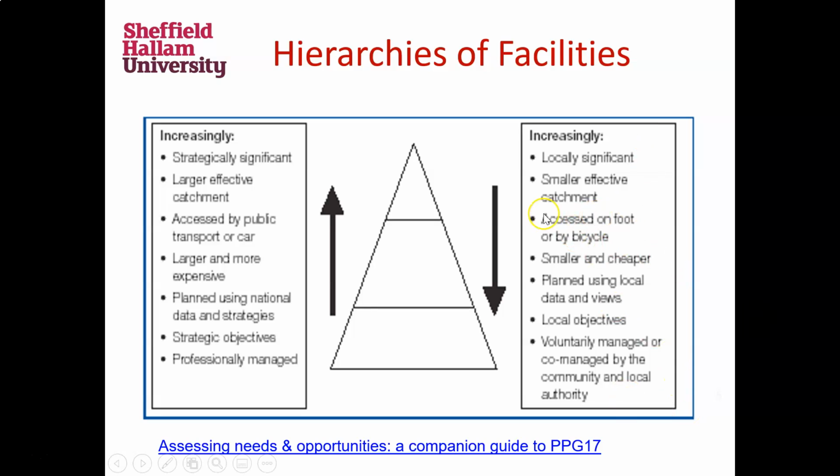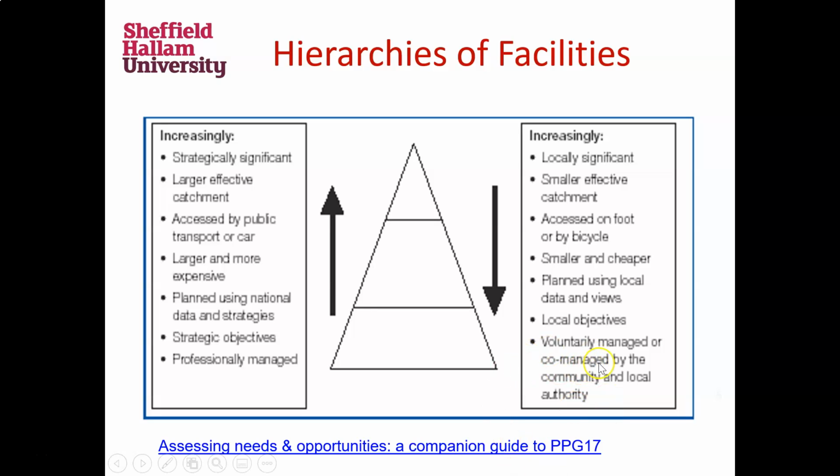As we move down the hierarchy, they're increasingly accessed on foot or by bike. They're smaller and cheaper to build. They are more likely to be planned using local data and views. So this is what we've been looking at in recent weeks. We've been looking at national participation rates, but local population data, and applying this to local needs.